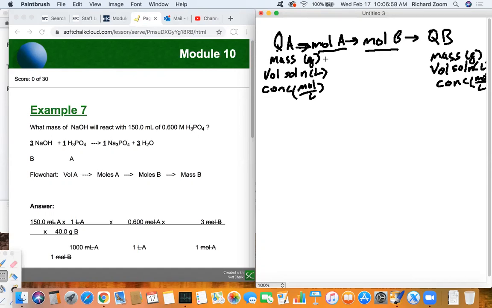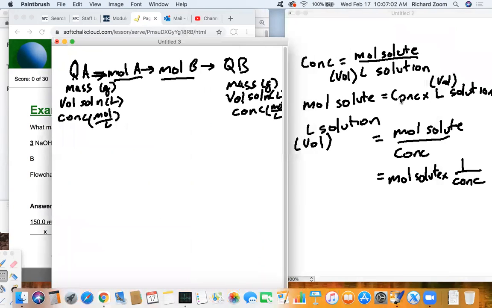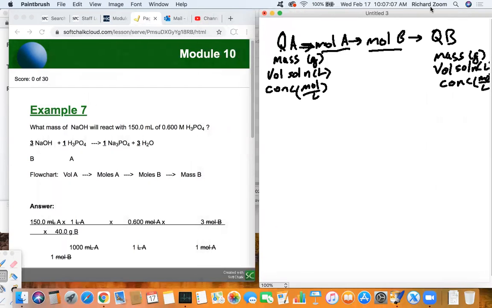So in this instance, we've got a volume and a concentration of H3PO4. We know we need moles of H3PO4. So going back to our equation, we know we need to take the concentration and multiply it by the volume of solution in liters. Just for kicks this time, I'll start off with the volume. Last time I started out with the concentration. So I'll take the volume, multiply it by the concentration.